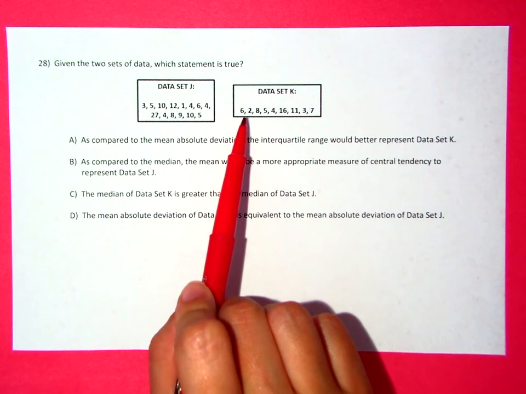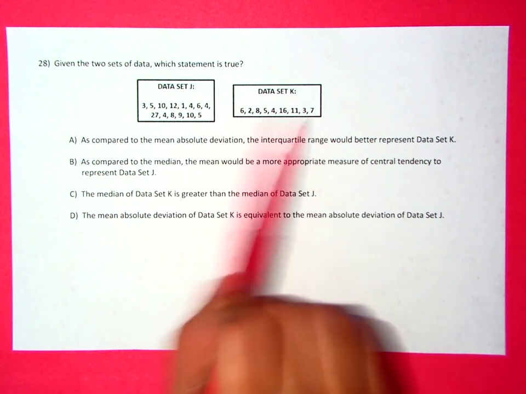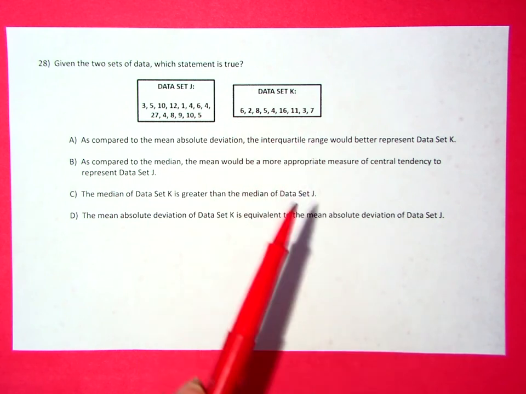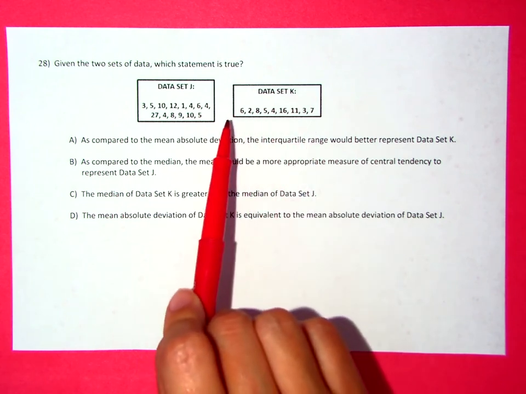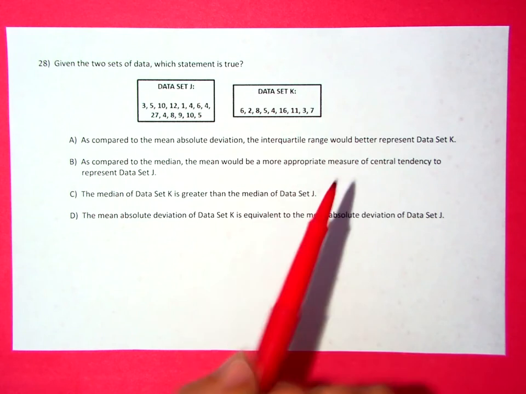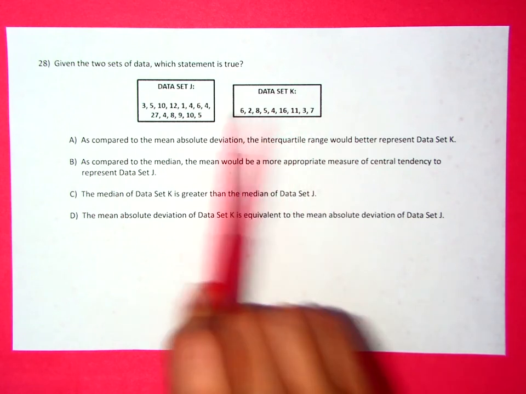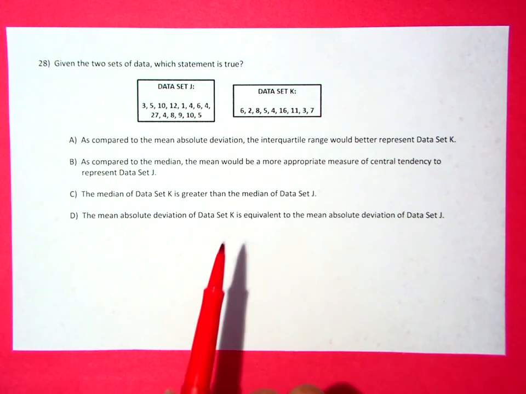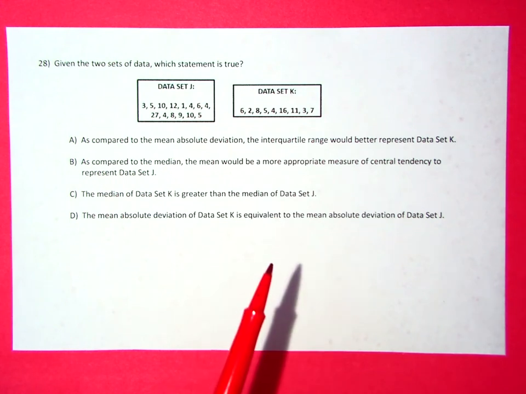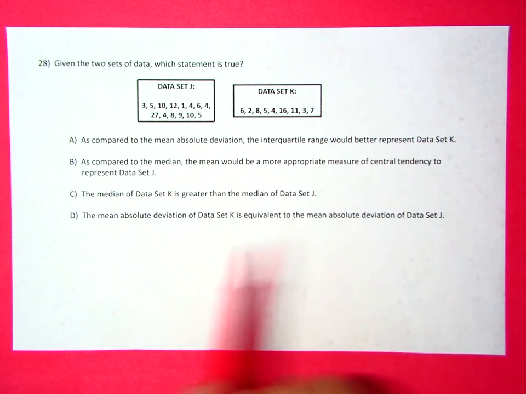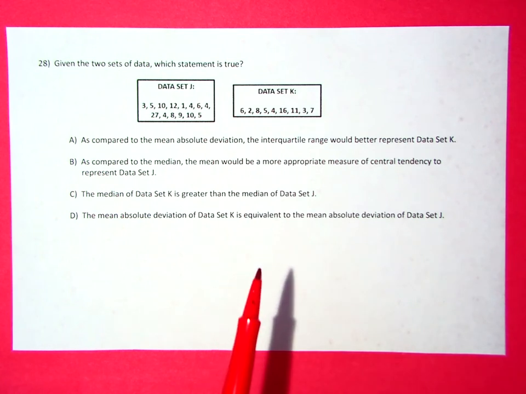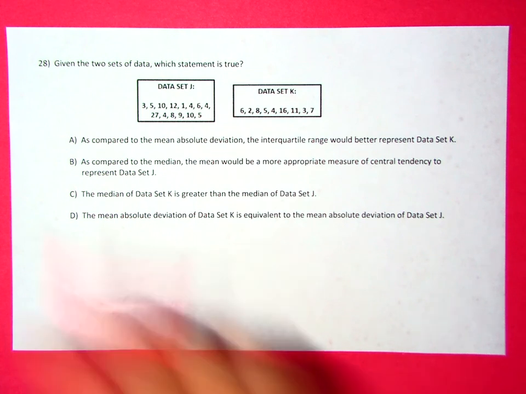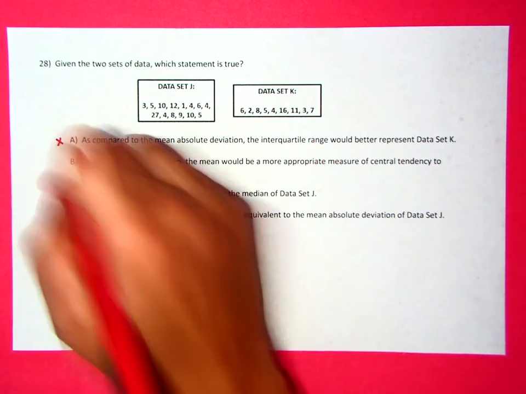We've got 2, 3, 4, 5, 6, 7, 8, 11, and 16. Those numbers are pretty close to each other. It's not like there's one that is way off the charts. So I would say that there really is not an outlier in this set, which would actually make the mean absolute deviation better to use. You want to stick to mean as your measure of central tendency and mean absolute deviation as your measure of variation whenever there is no outlier. Otherwise, interquartile range and median would be better to use. So I'm going to say probably not to A.